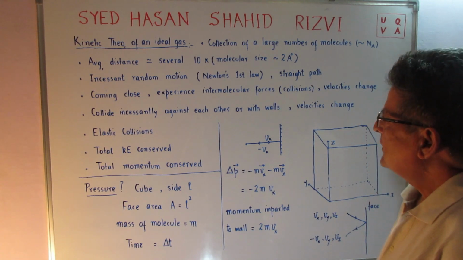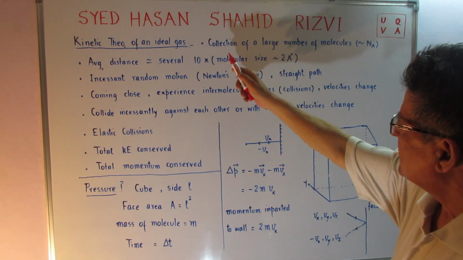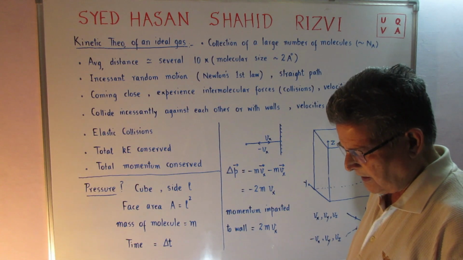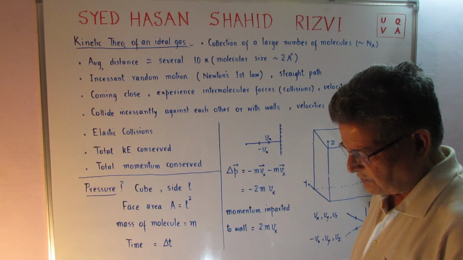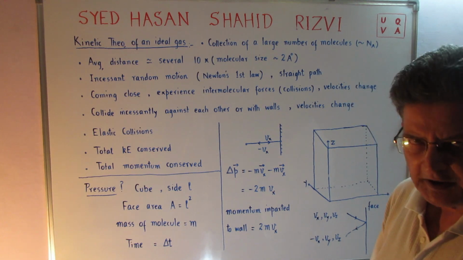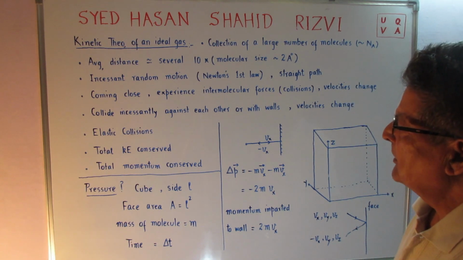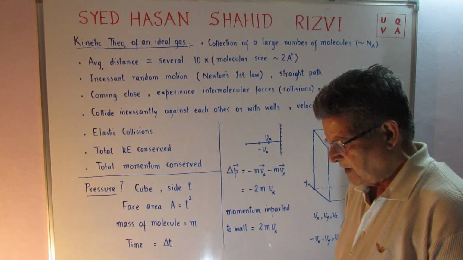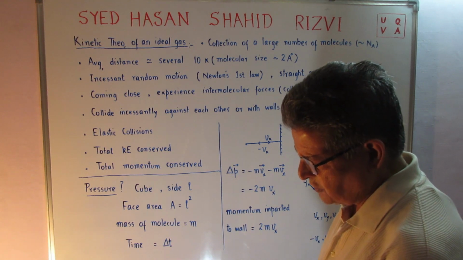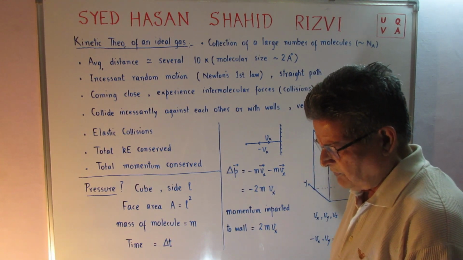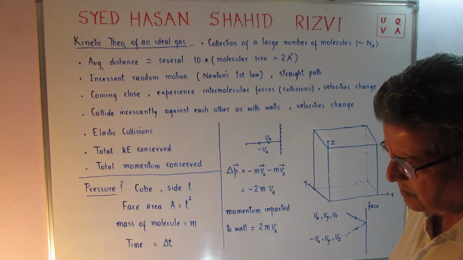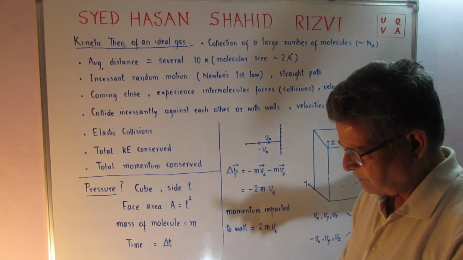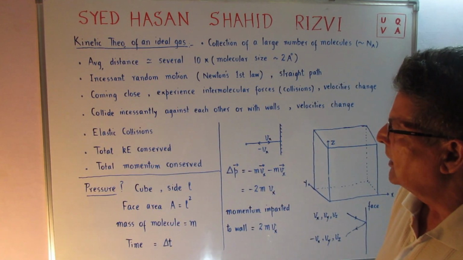Now, according to the kinetic theory of ideal gases, gases are a collection of a large number of molecules, and this number is approximately of the order of Avogadro's number, 6.02 × 10^23. Because normally when we consider gases at STP or other temperatures and pressures, they are of the order of about 22 liters of gas, which can be contained, which we can understand in a laboratory context.